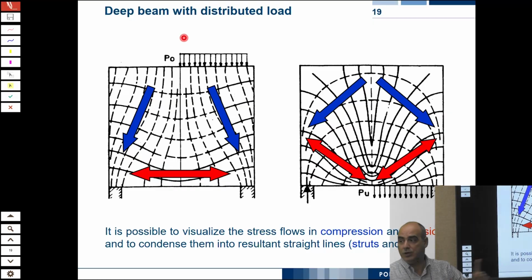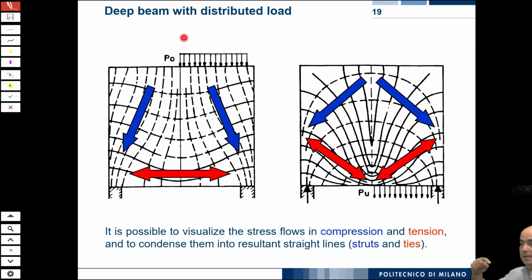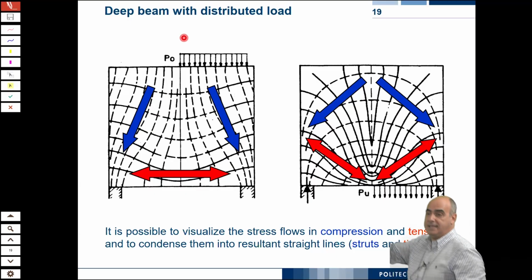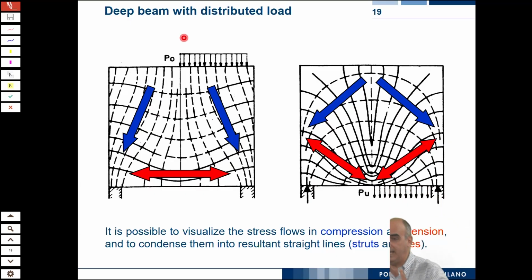And here, the reaction force is vertical. That inclined blue force has a vertical component, which is equilibrated by the reaction, but there's also a horizontal component, what we call thrust. So you have to put a tie where the right arrow is.